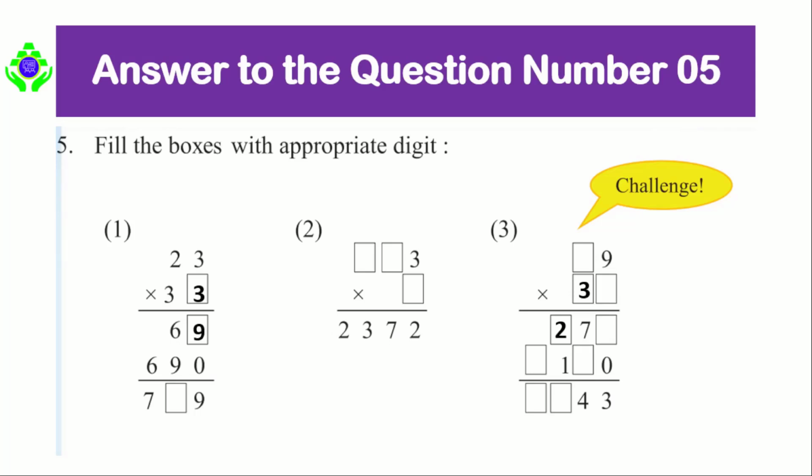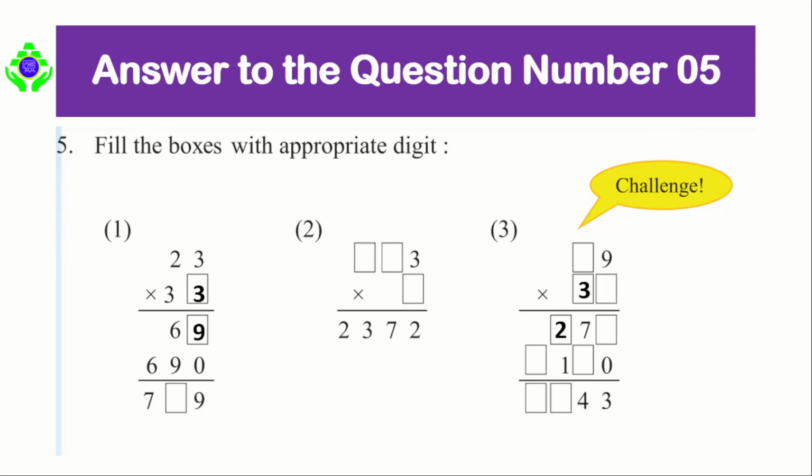Then we need to shift to this 3. And as you know the rule, you need to add a 0 for this 3. Then 3 into 3 is equal to 9. 3 into 2 is equal to 6. So finally, we need to add this line with this line.